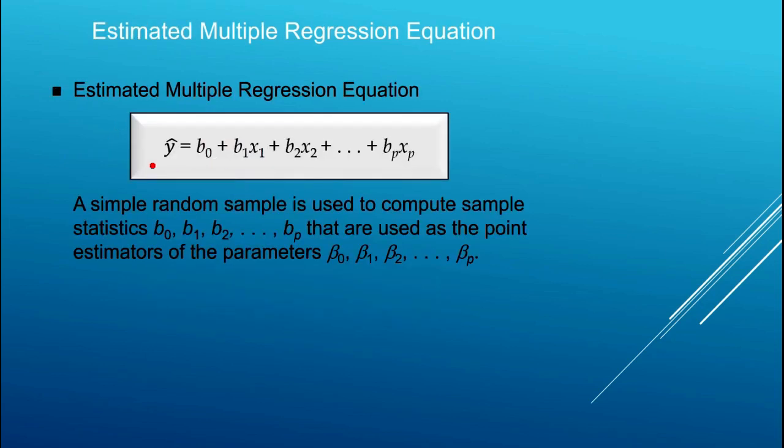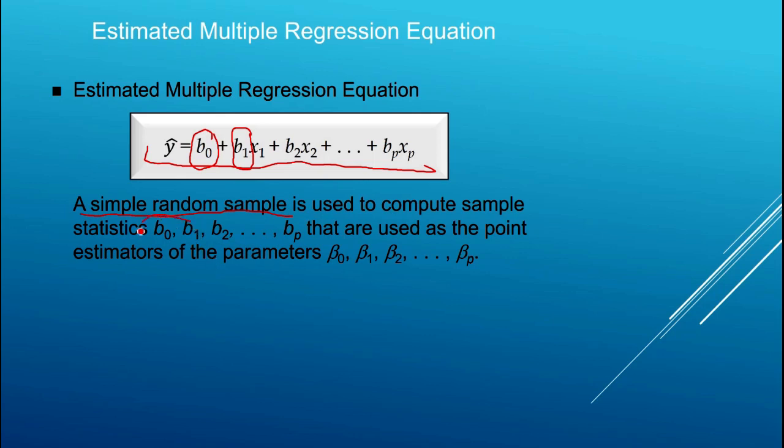So once we have our population regression model, we need to collect sample data in order to get point estimators of the various parameters of the population regression model. So b0 will be our best guess at the model parameter beta 0, b1 will be our best guess at the model parameter beta 1, etc. And we're going to assume that we have simple random sampling. That simplifies the analysis quite a bit.